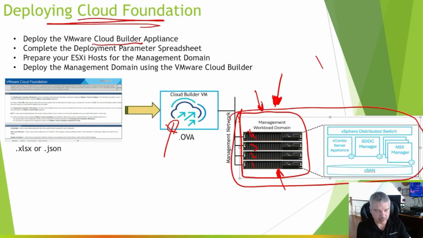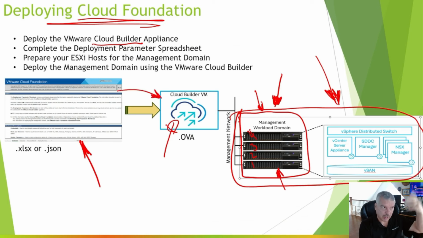It will create this management domain. It's called the bring up process. You basically fill out this spreadsheet with all the various parameters. I'll show you that, right? You then import that into the appliance. It's really simple. It's a little button. You say upload, boom, it brings it in. It goes through, checks out the spreadsheet, checks out your host, says, yep, everything looks good. And at that point, once everything's good and you hit next, it starts deploying the environment for you.